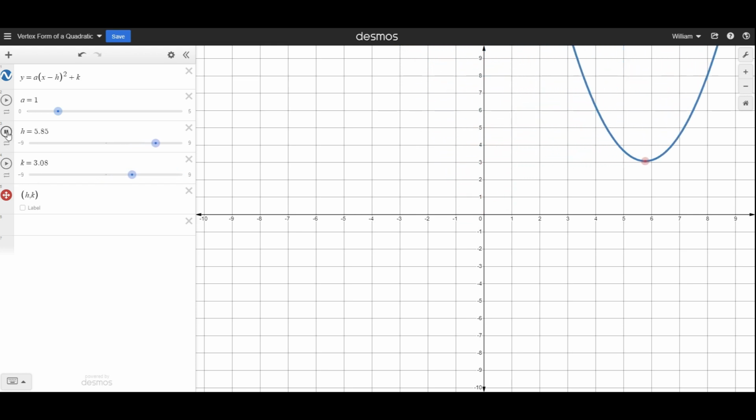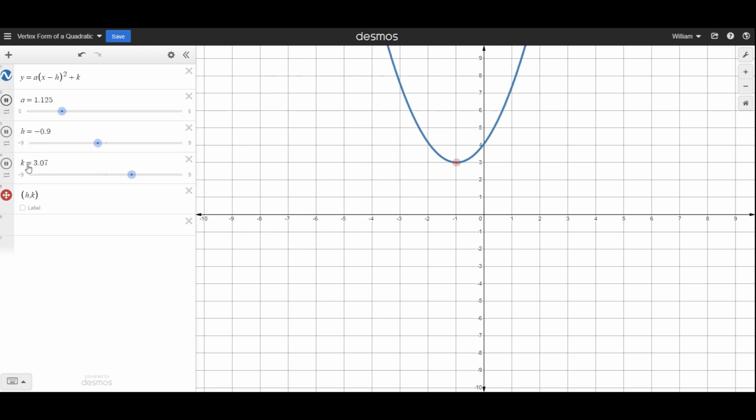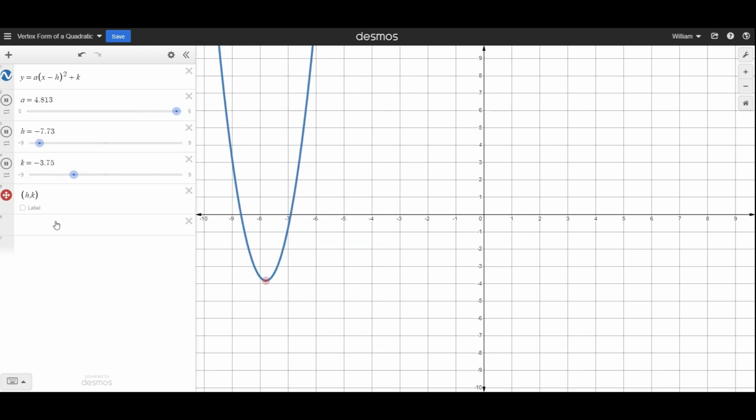So here, if I play these, my parabola moves up and it moves down. h moves right and left. I could play both at the same time. Hey, look at that. Then it gets really kind of trippy when you play the a value as well, because then it's going to stretch and then it's going to compress and get really wide.